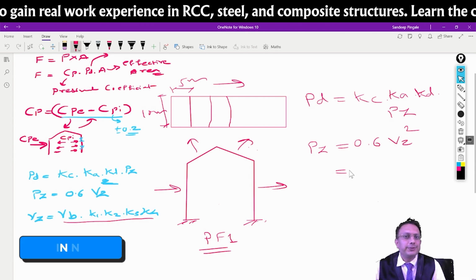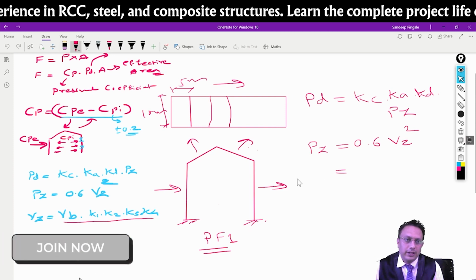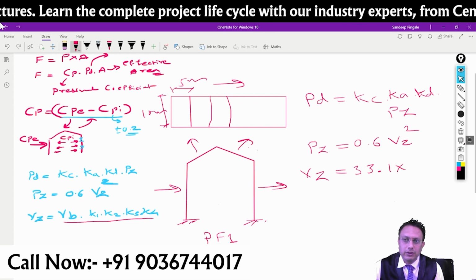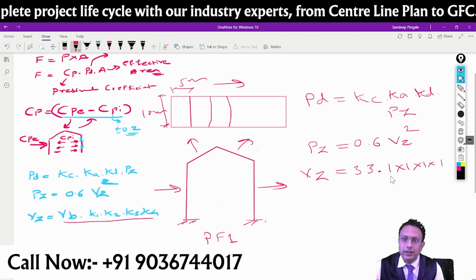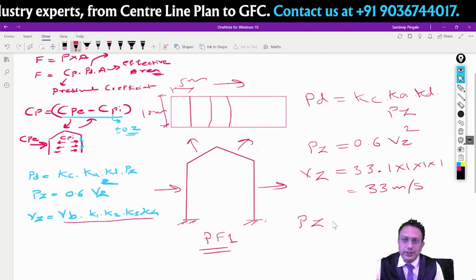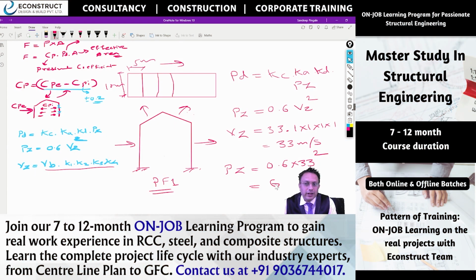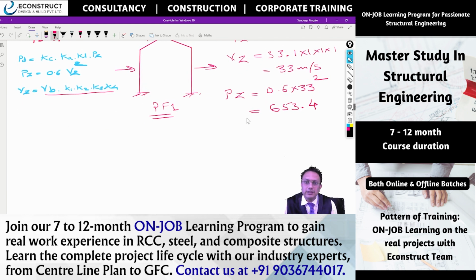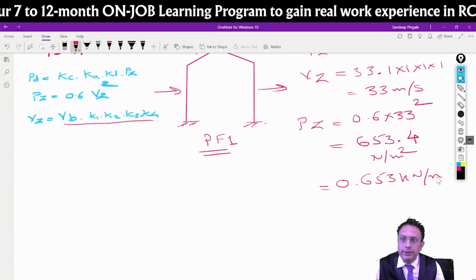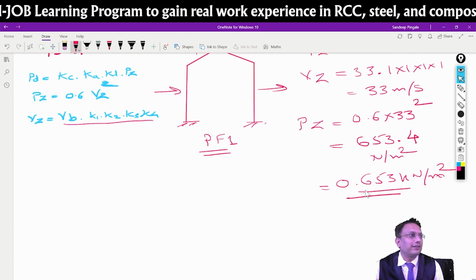So we have considered this building is in Bangalore, correct? So what are the figures? Okay, so Vz is equal to 33 into 1 into 1 into 1 into 1. So 33. So Pz is equal to 0.6 into 33 square. Correct? How much is this? 653.4. So we will divide it by 1000. What is the unit here? Newton per meter square. So this is equal to 0.653 kilonewton per meter square. Understood? Simple, right? Nobody is feeling complicated, no?